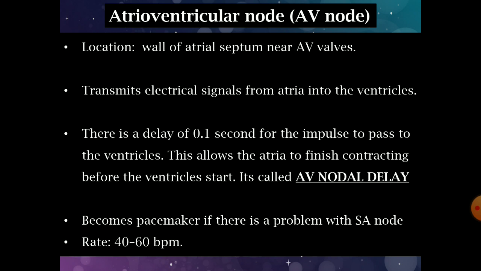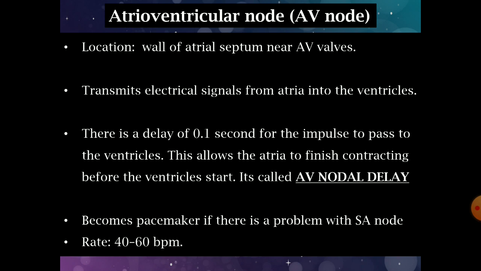Okay, it's also known as a pacemaker. It becomes a pacemaker basically if there is a problem with the SA node. The major pacemaker, the main pacemaker of the heart is the SA node. If there is a problem in the SA node, then the AV node can be considered as a pacemaker of the heart. And the firing rate of the AV node is about 40 to 60 beats per minute.